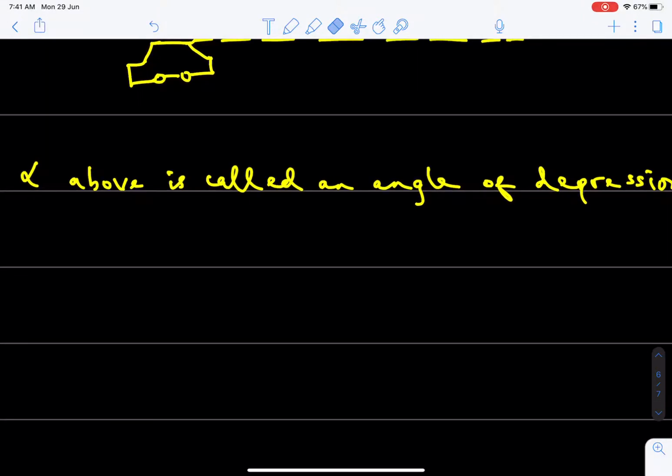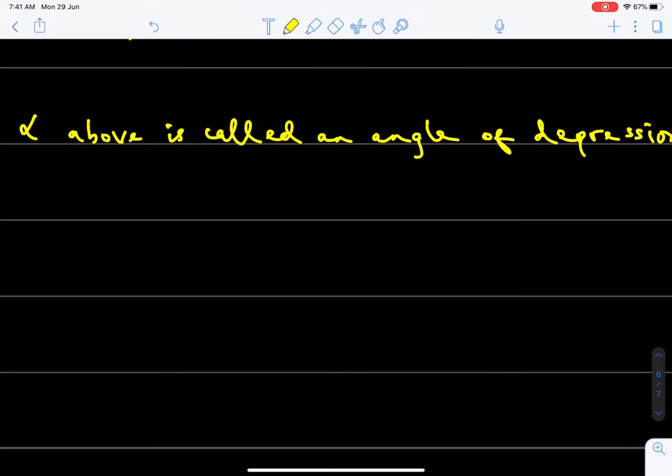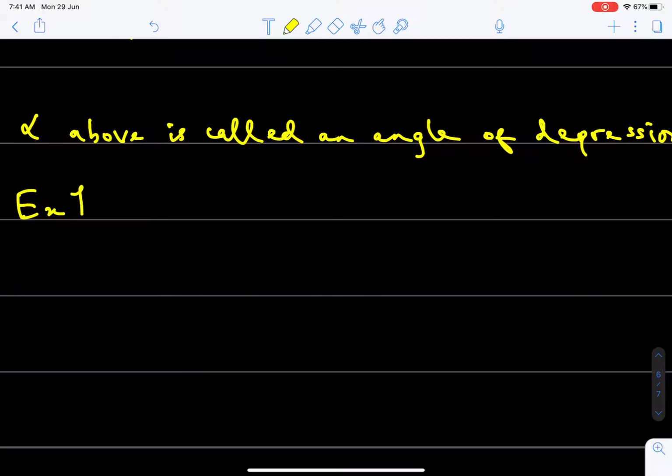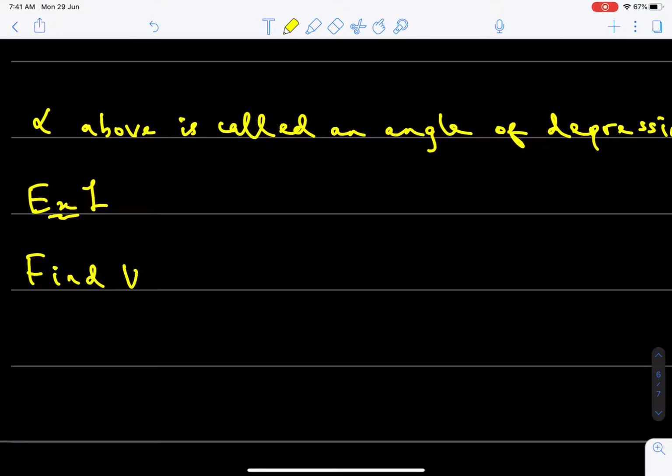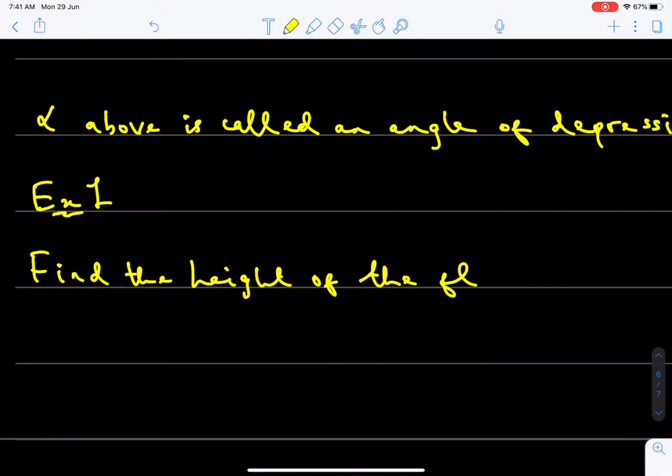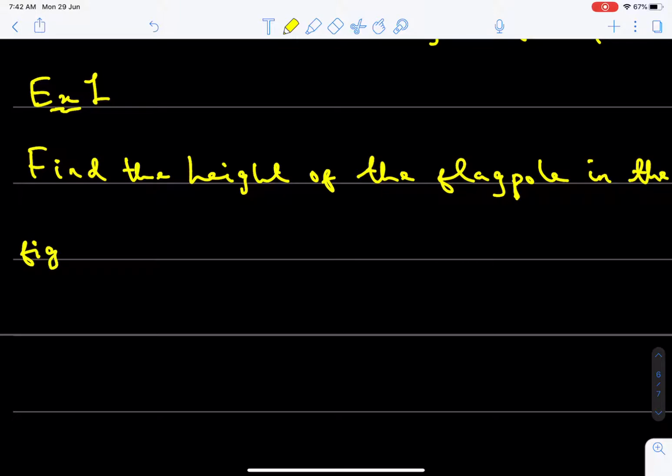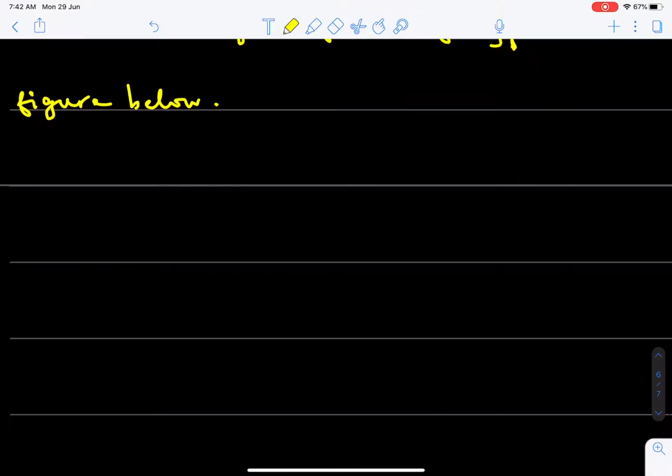Now let's go straight to a few examples. Example 1. Find the height of the flagpole in the figure below.